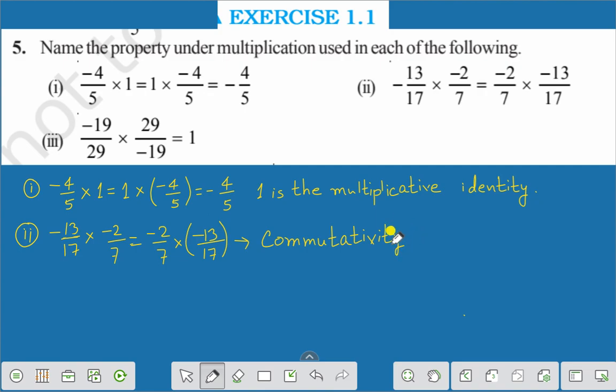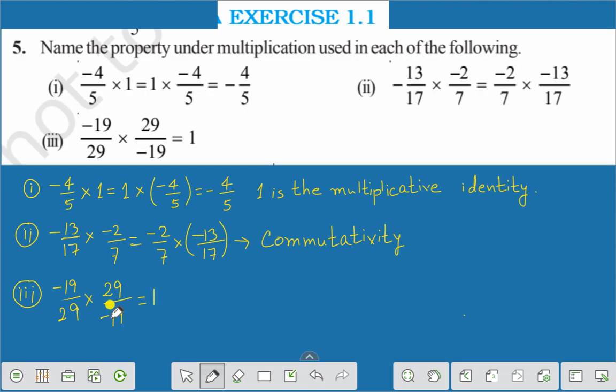Use the property of commutativity under multiplication. Now question number 3. Question number 3 here you see is minus 19 by 29 into 29 by minus 19 is equal to 1.